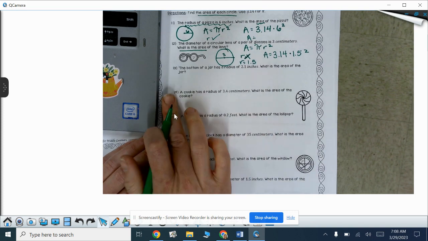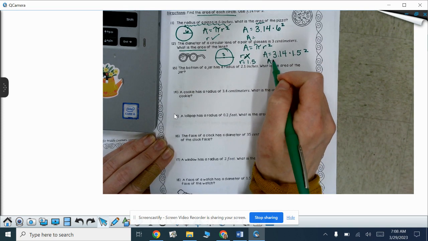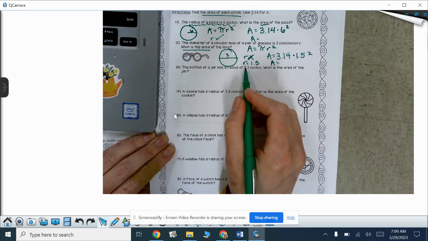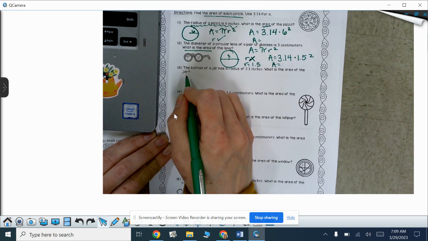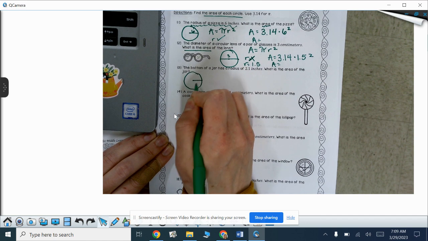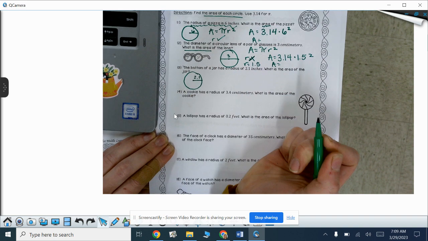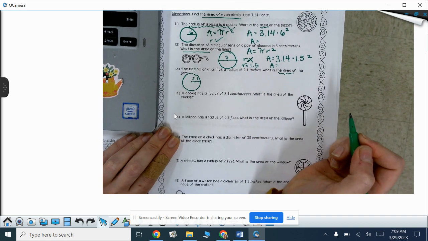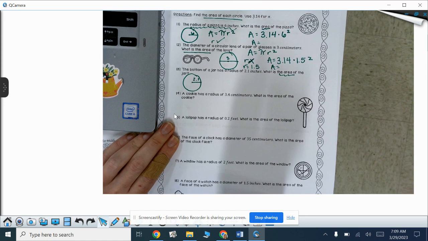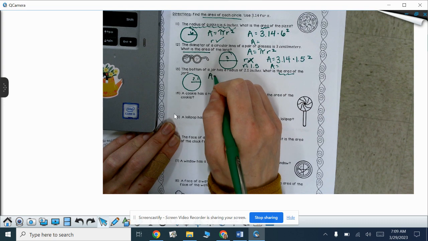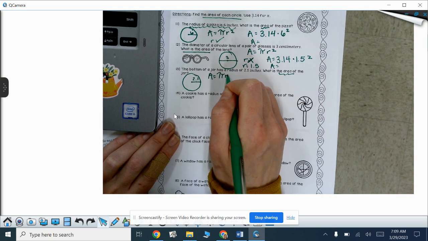All right, let's do one more together because you still got to put this into Desmos. The bottom of a jar has a radius of 2.1 inches. I'm going to draw my little thing here. My radius is 2.1. What is the area? So what formula do I want? I want my formula for area. You guessed it. A is equal to pi r squared.